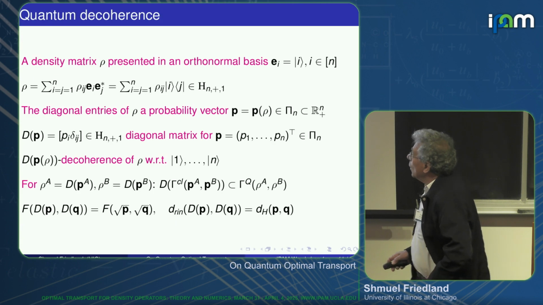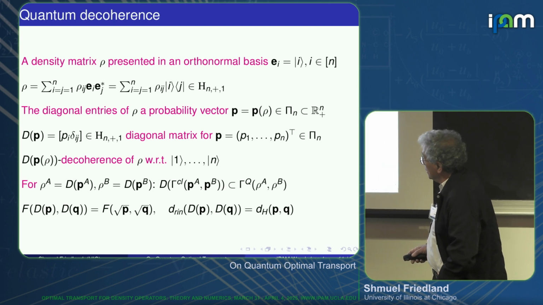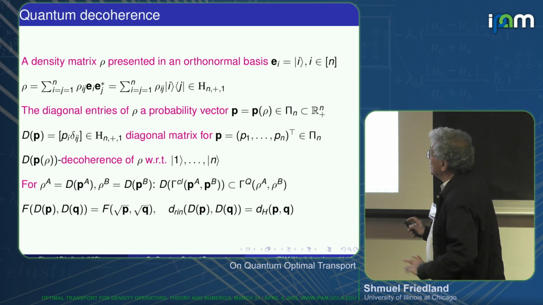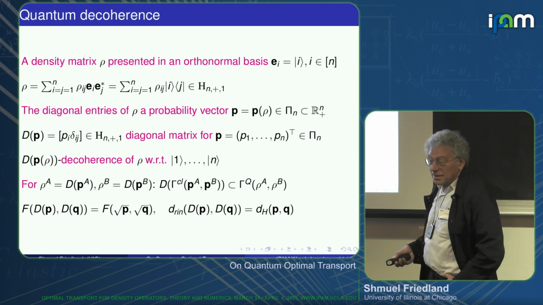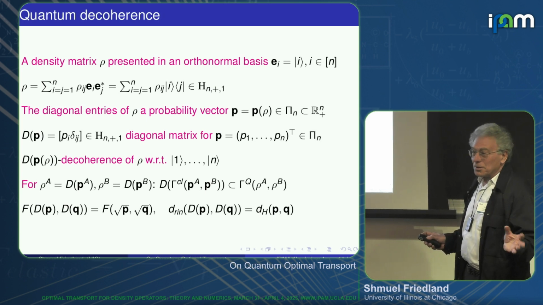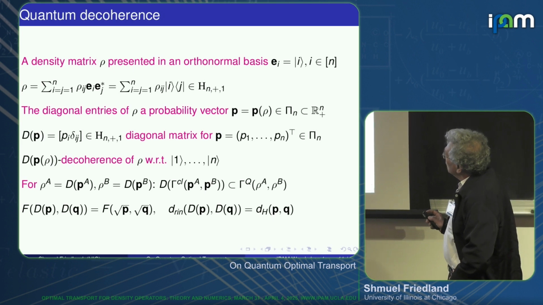Next, what we want to mention is quantum decoherence. We take a density matrix, represented in some orthonormal basis. This is the Dirac notation. At first I hated it, but now I see some conciseness in Dirac notation, though sometimes it's not so good. So this is e_i, the unit vector with 0s and 1 at position i, in Dirac notation. Then when you do that, rho is of this form.